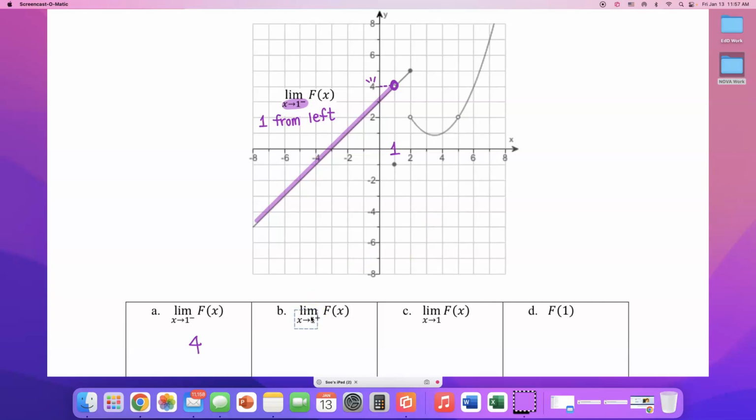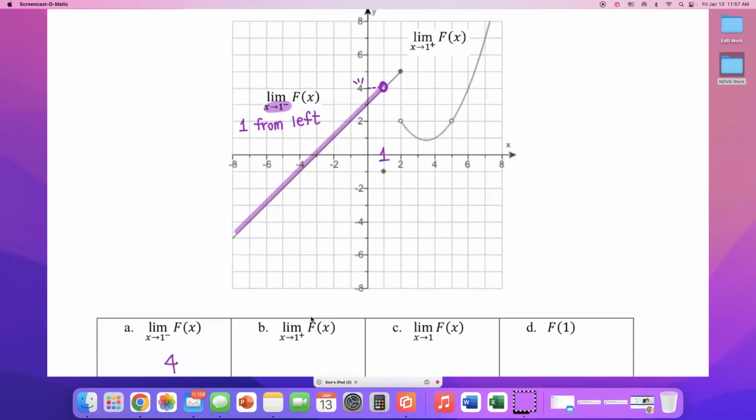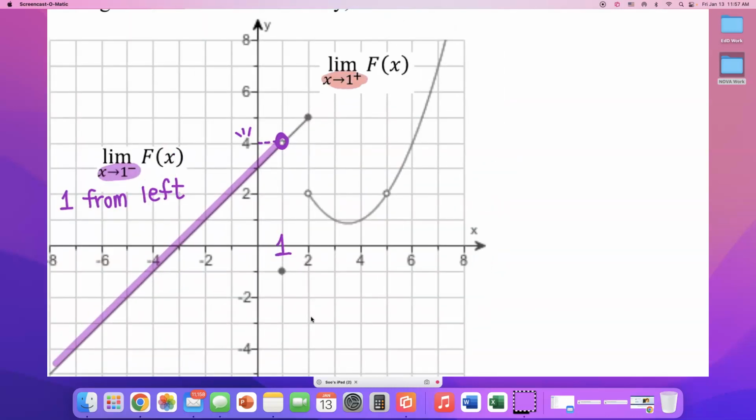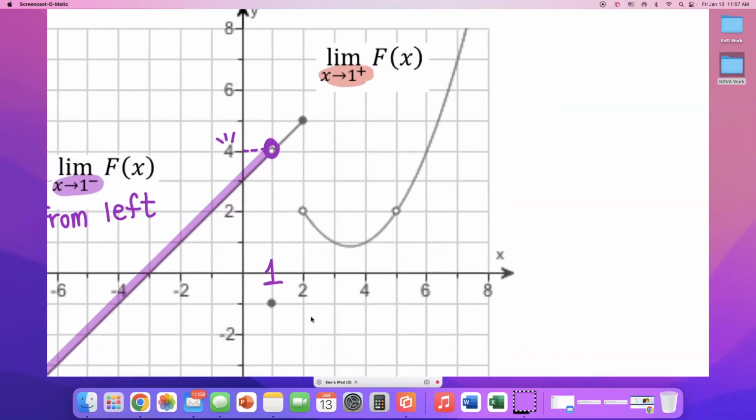I'm going to copy this over here. Well, this time we are trying to approach 1 from the right. So I'll write that down. Approach 1 from the right. So there is 1 right here again. But this time we start somewhere on the right side and we try to get to that 1.